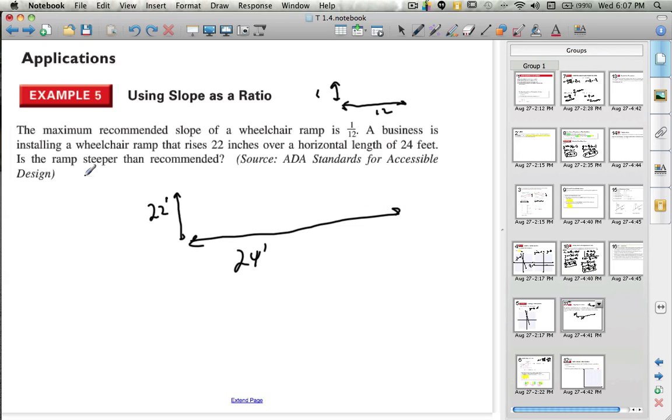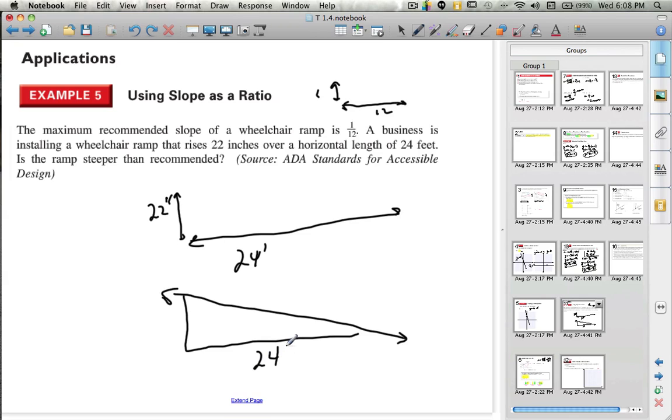Oh my. Is the ramp steeper than recommended? Well, here's my problem. I'm allowed to have a 1:12 ratio, but this is in inches, 22 inches, and this is in feet, so it's hard to compare them. Now what I could look at is I could say, well, what would 1/12 be? Just to answer their question.